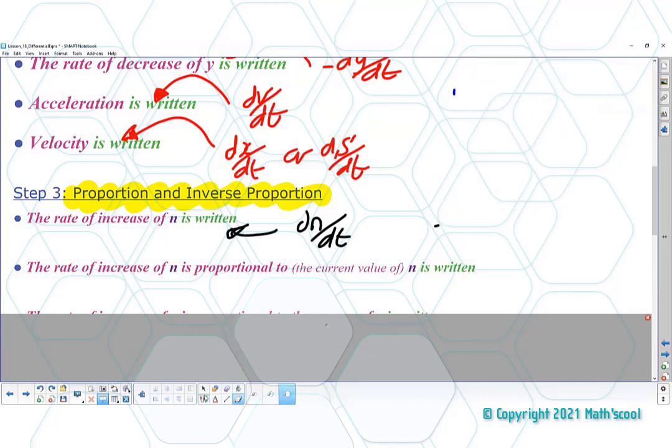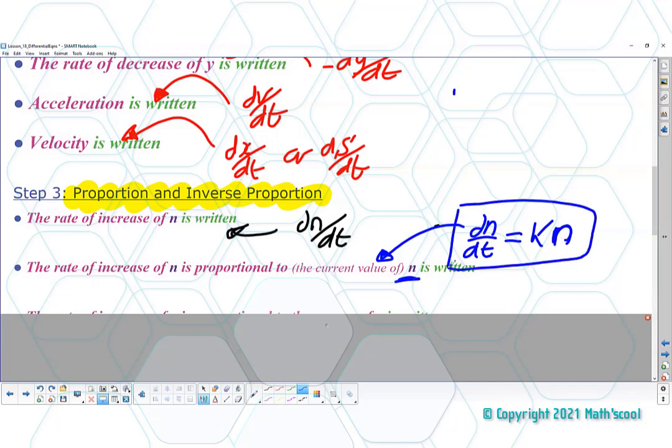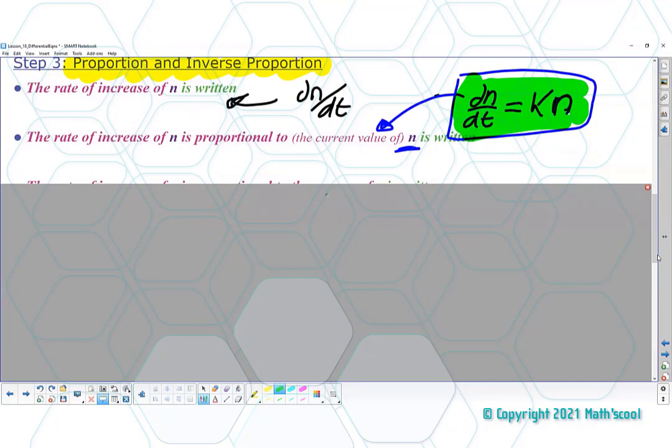So if we're doing this, the rate of increase of n is proportional to the current amount of n. The rate of increase of n would be dn by dt. Is proportional to, we'd write as equals k. And what's it proportional to? Well, it's just proportional to n. So that's that differential equation form. And actually, we're going to see this a lot today. This same differential equation, this particular one, we're going to see that a lot. We'll see others, but we'll see this one quite a lot.